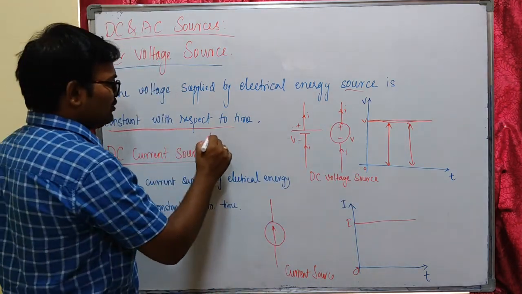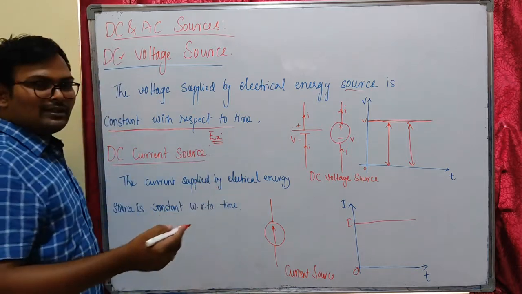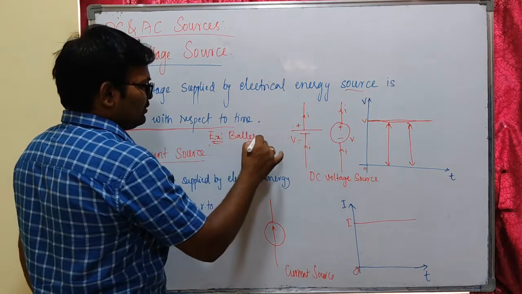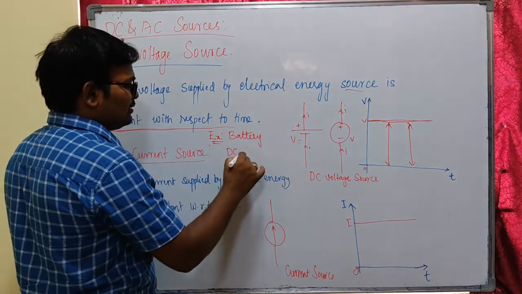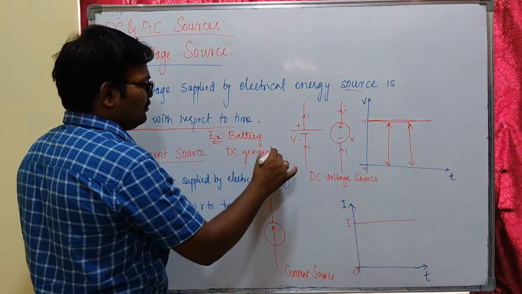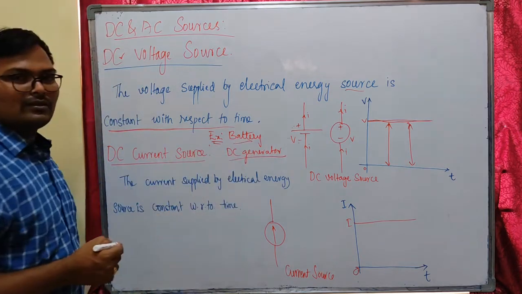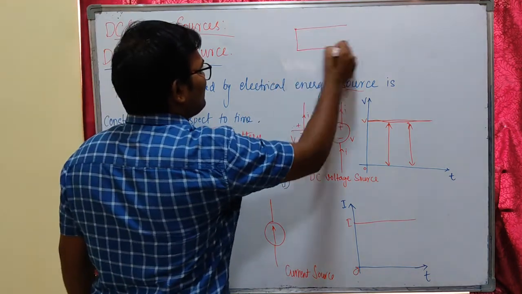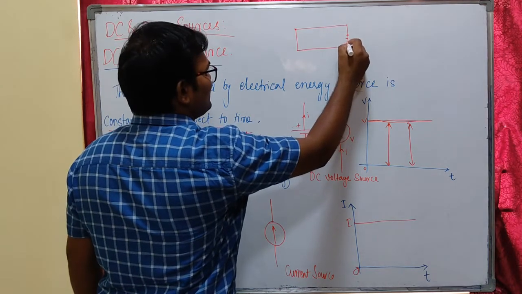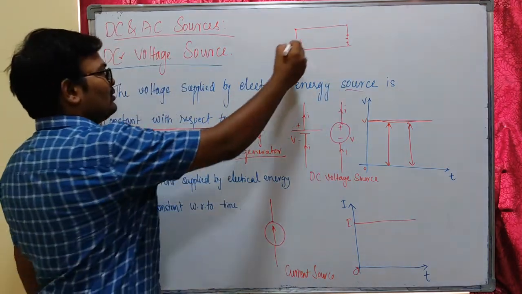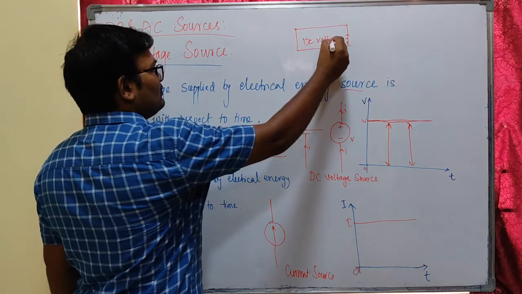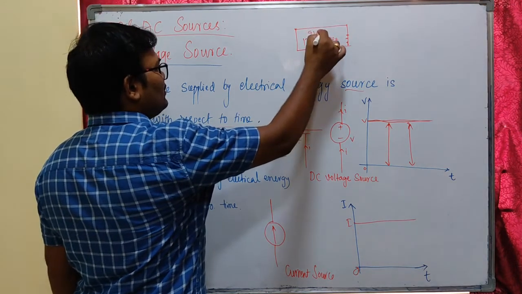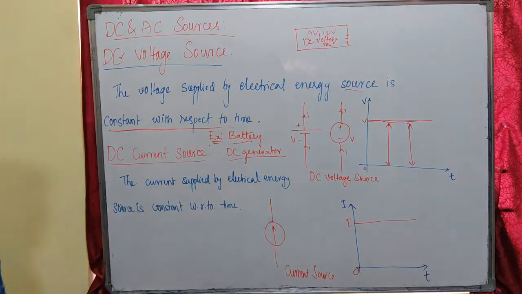Examples of DC voltage sources: a live example is a mobile battery, which is also a DC voltage source, along with batteries and DC generators. The battery in our mobile has terminals like this, and it has a voltage around 9 volts, 12 volts, etc. That is an example of a DC voltage source.